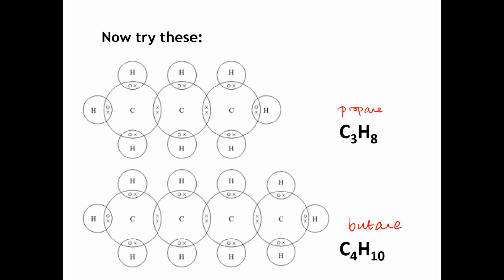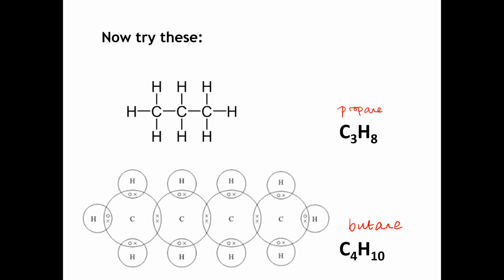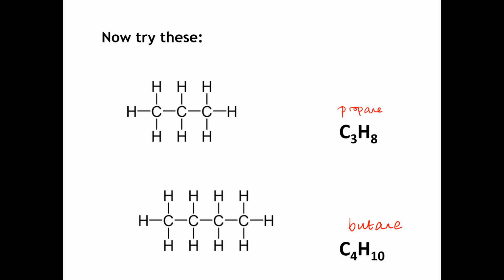Okay, let's have a look. So this one is C3H8, and you can see the covalent bonding, the sharing of electrons between the atoms. Here's the first one, and here's the second one. Give yourself a tick if you got those two.